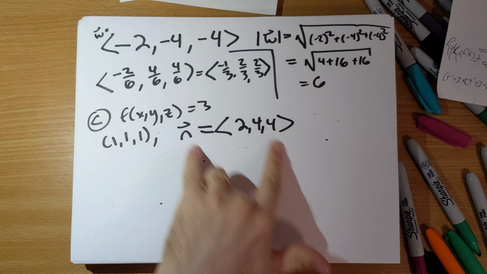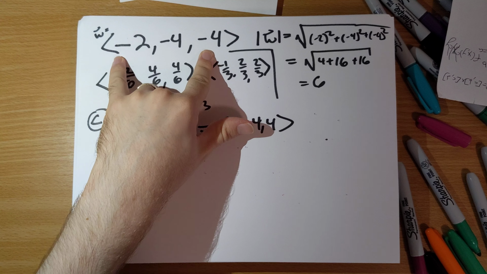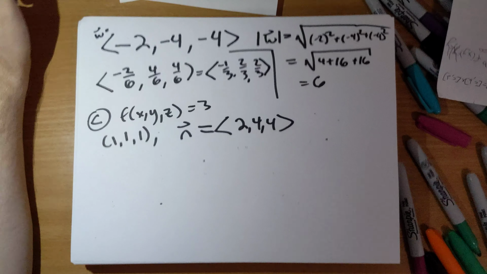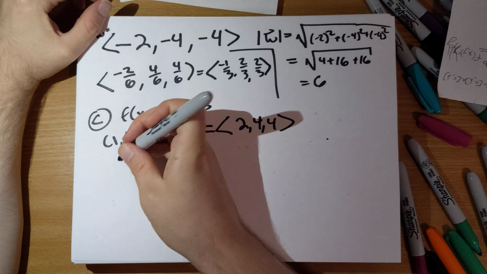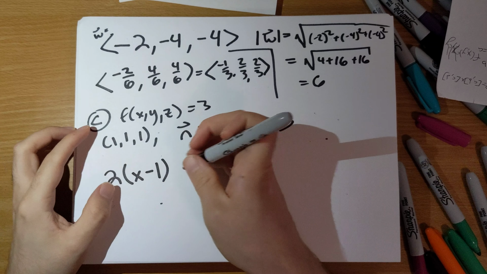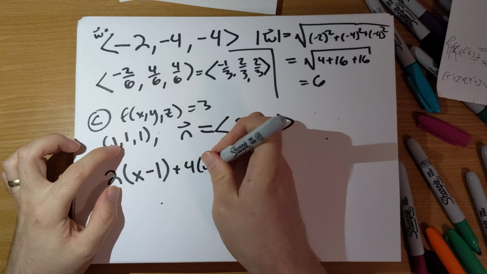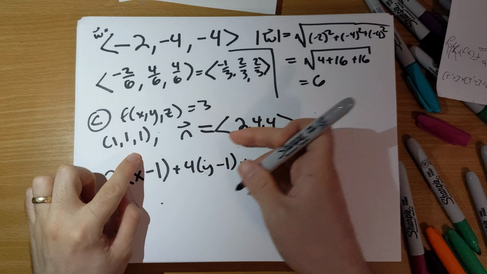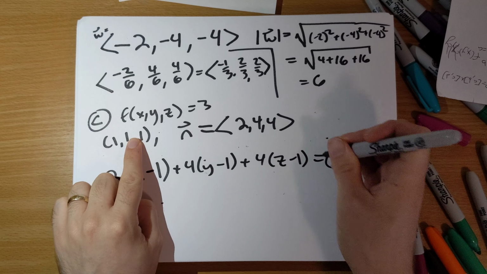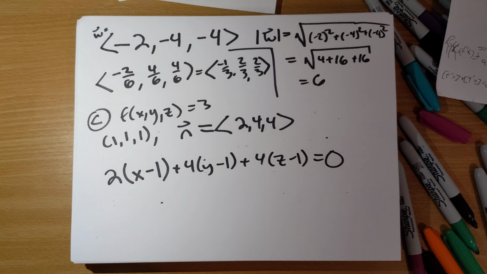By the way, we can scale it. ⟨-2, -4, -4⟩ also works. ⟨-1/3, -2/3, -2/3⟩ also works here, but I'll just use this one. 2 times (x minus 1), plus 4 times (y minus 1), plus 4 times (z minus 1) is equal to 0. And so there's our tangent plane.